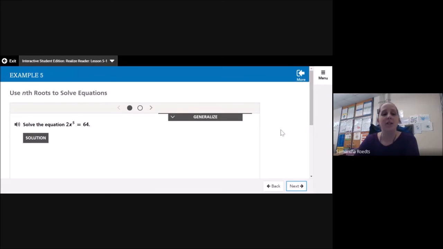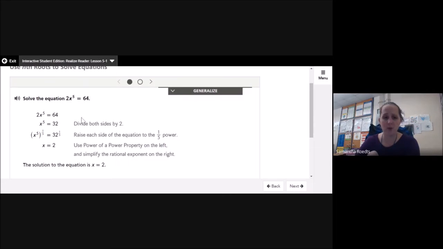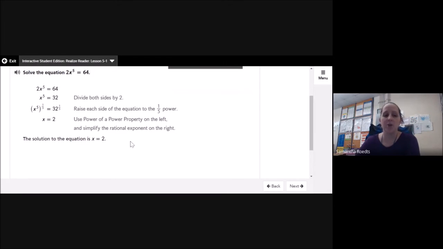All right, example 5, use nth roots to solve equations. So I solve the equation 2x to the 5th equals 64. You do this just like you would any other equation. I'm going to divide both sides by 2 to start, which gives me x to the 5th equals 32. I raise each side of the equation to the 1/5 power, or you can take the 5th root. It's the exact same thing. 32 to the 1/5 equals 2. This is actually easier just to put in your calculator. So the solution to the equation is x equals 2.